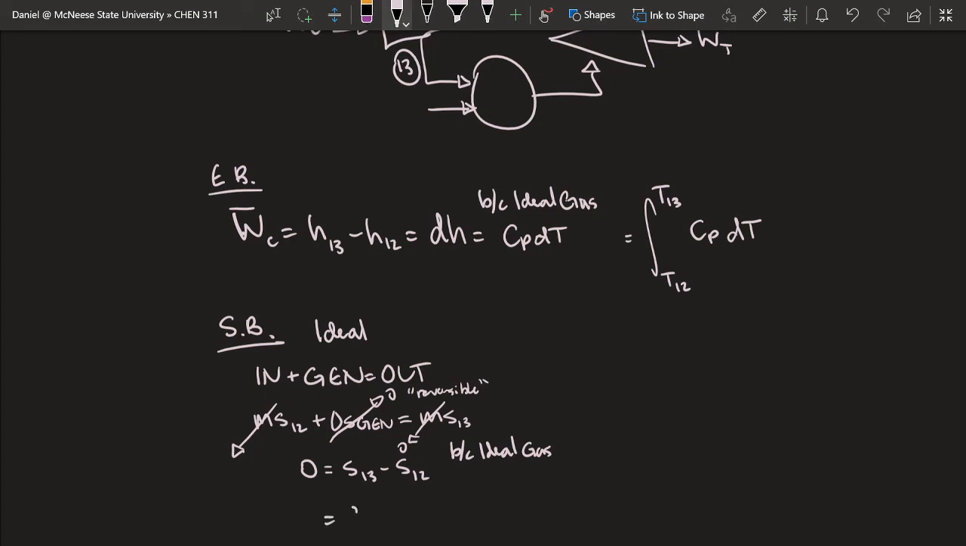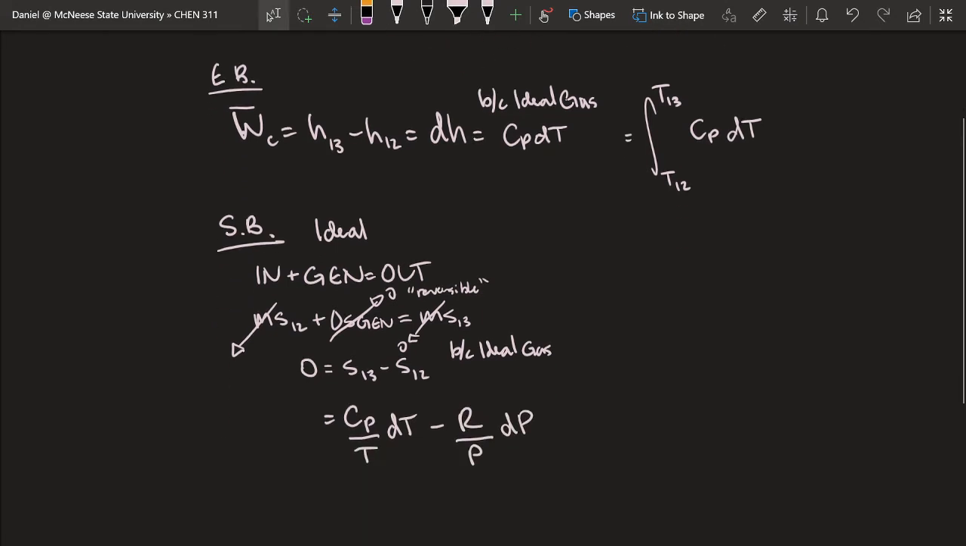And so this equals Cp over T minus R over P dP. Okay. And so we can rearrange this if we integrate from T12 to T13. Now we can actually solve for T13 ideal. This is also ideal, T13 s, because we're assuming that it's reversible.